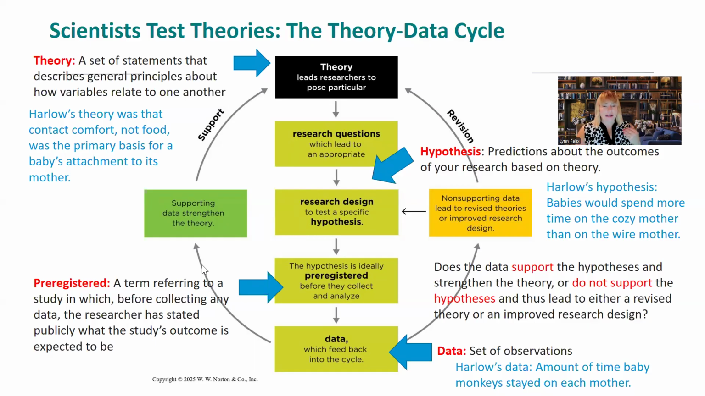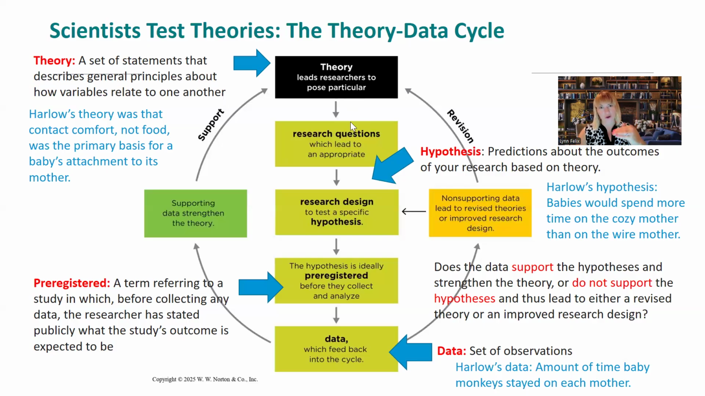So let's go ahead and take a look at the different parts of the theory data cycle. You'll notice that the theory data cycle goes from top to bottom. I've put in some things to help define what each of these are so that you can get a better understanding. But it starts off with a theory, okay? A theory is a statement that describes general principles about how variables relate to one another, right?